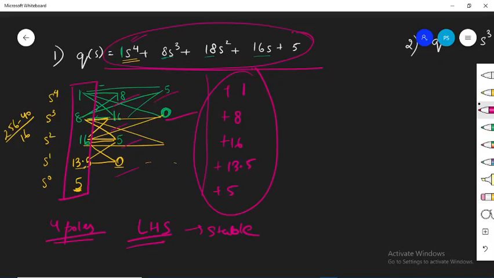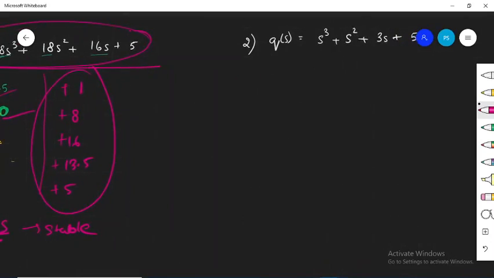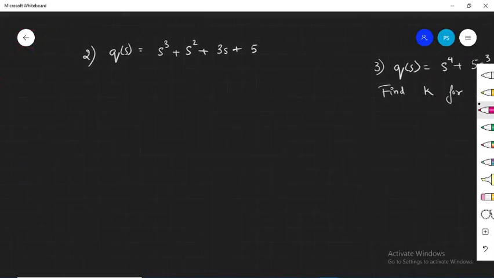So let's look into another example. So here I have taken Q(s). Again, it's given the characteristic equation. Okay, this is equal to 0. This is the characteristic equation. And for this, you have to find out whether the system is stable or unstable. So we'll quickly do it.